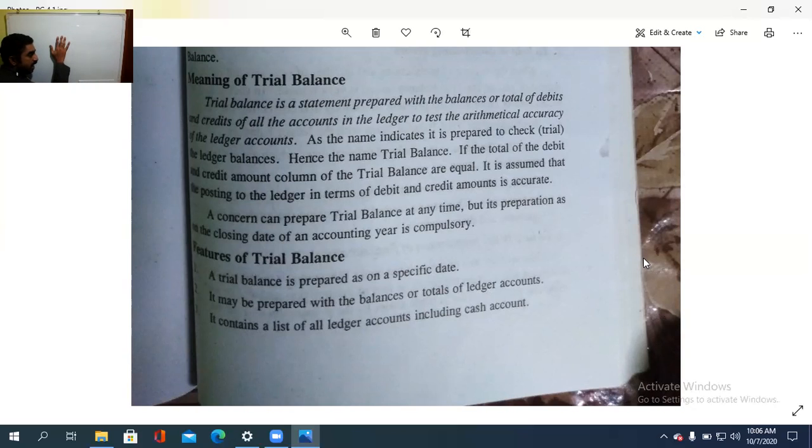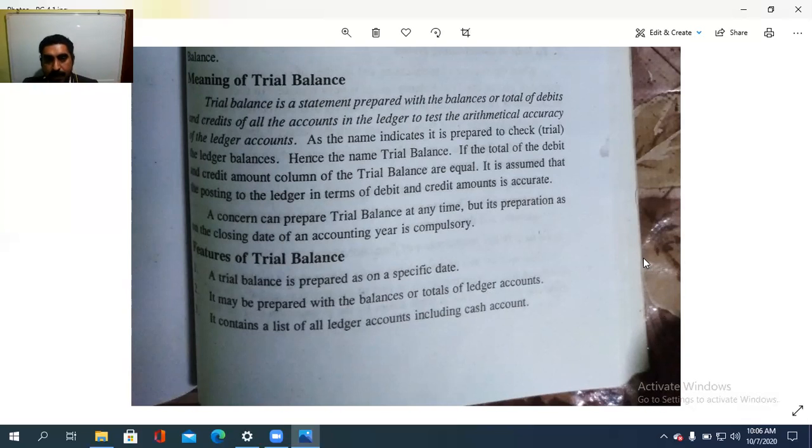So you are aware about the item and you need to put it based on the situations or based on the items, whether it is on the debit side or on the credit side. Both the sides should match, then assuring that you did the correct way. So that is the trial balance preparation. A concern can prepare trial balance at any time, but its preparation as on the closing date of an accounting year is compulsory. The features are, it is prepared on a specific date.